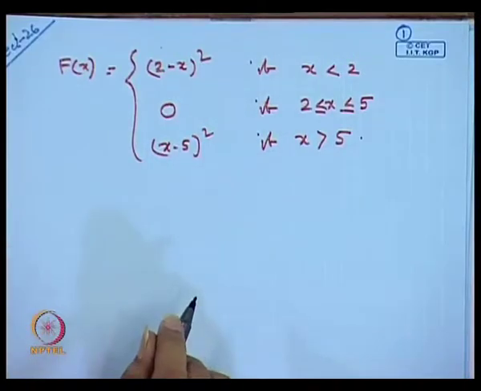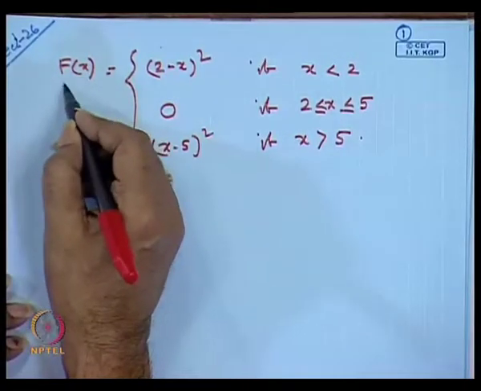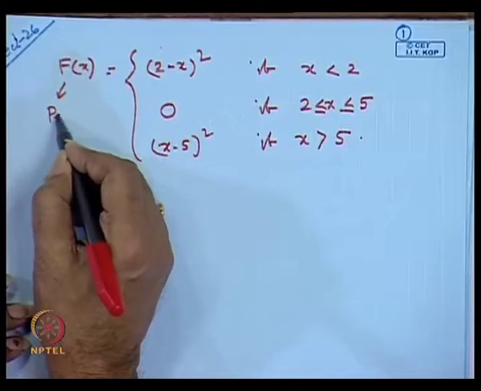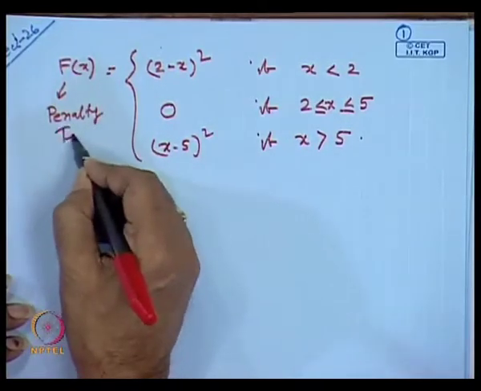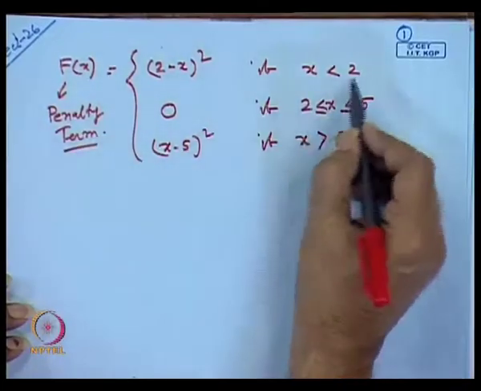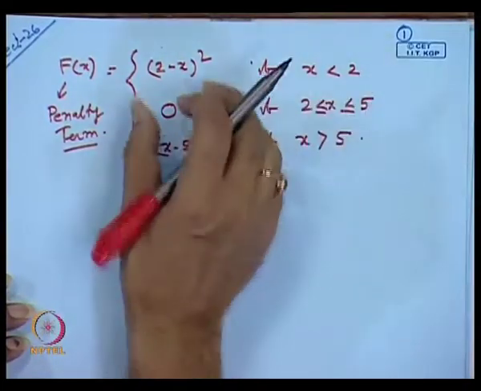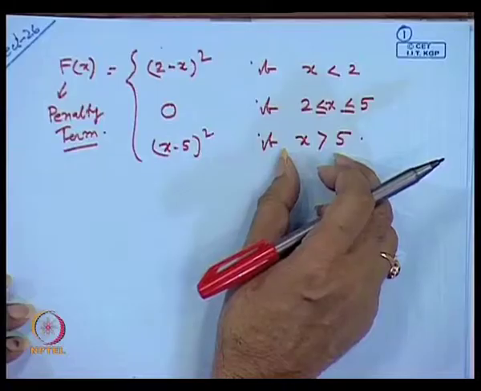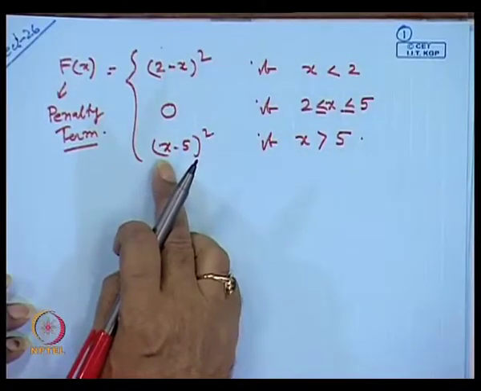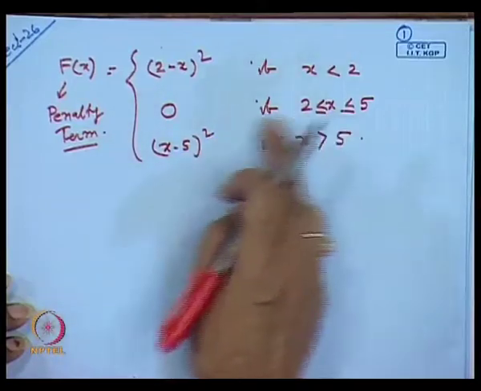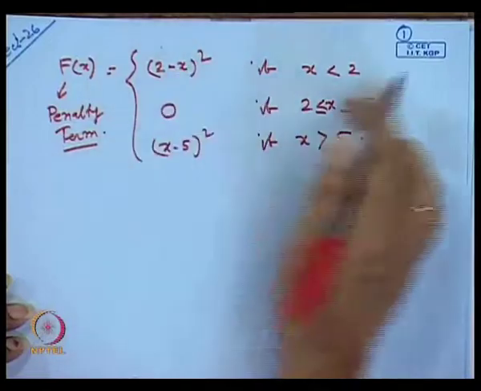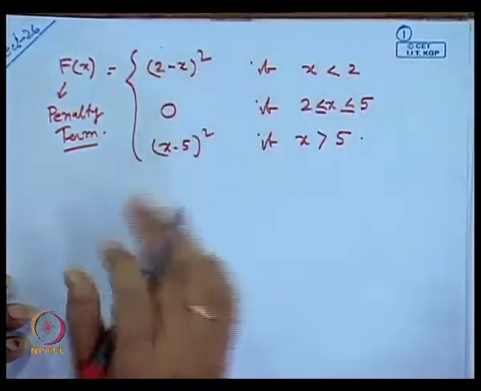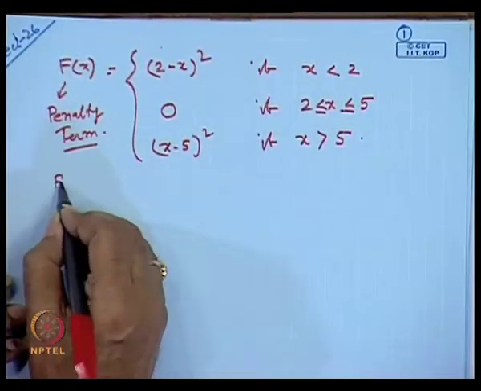So, this f of x function, which is called the penalty term, in the infeasible region is nothing but the function g1 square. This is another infeasible region, this is g2 square, but in the feasible region the penalty term value is 0. So mathematically, these two expressions are equivalent.